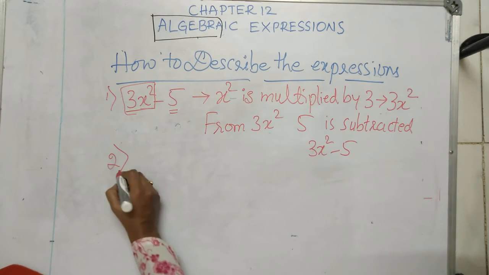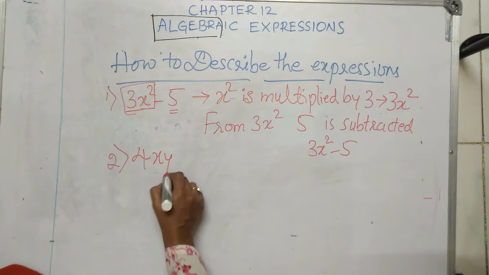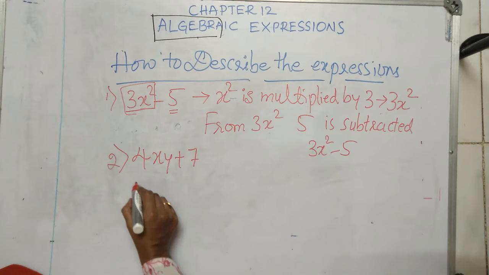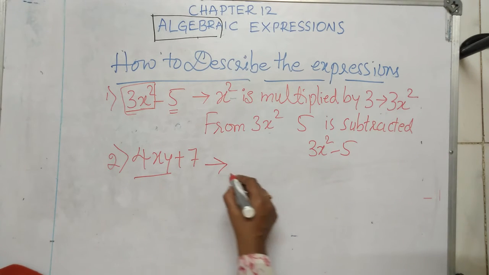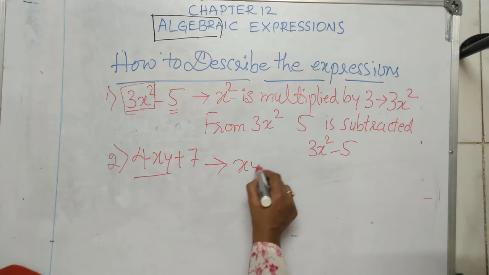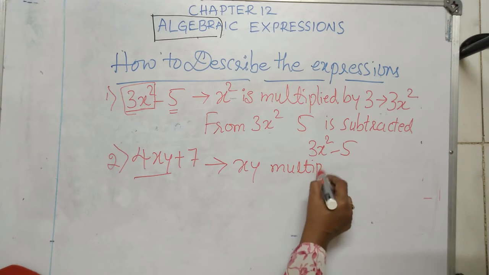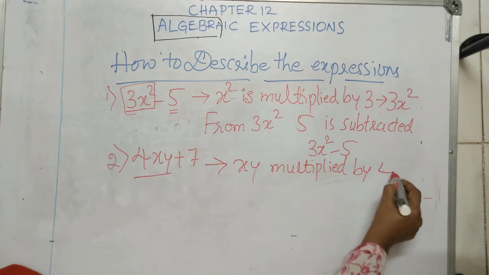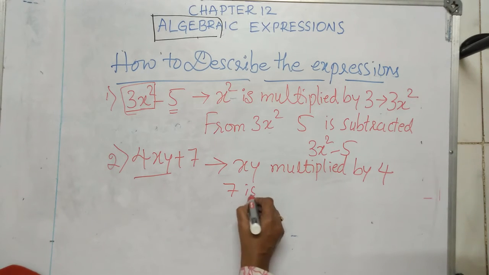Let us take another example. 4xy plus 7. Where is the variable here? In the 4xy. So let us describe with the xy. xy multiplied by 4, and 7 is added to it.